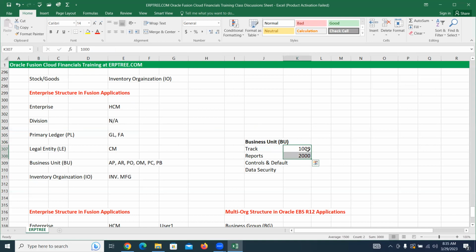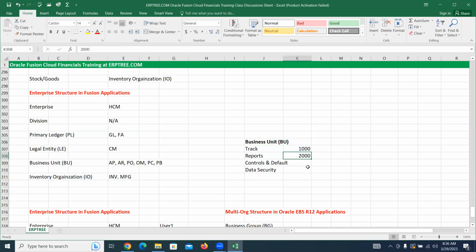If you have a business requirement in company 1,000 or branch 1,000, you want to record the transactions different from 2,000. Certain rule you want to set, but you cannot set it. Both are under same business unit. Any controls or defaults you can set at BU level, not at balance and segment value level.